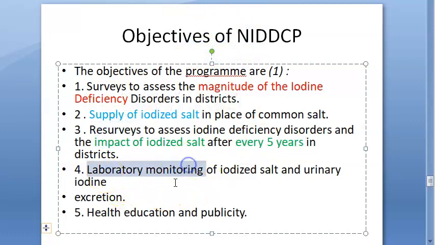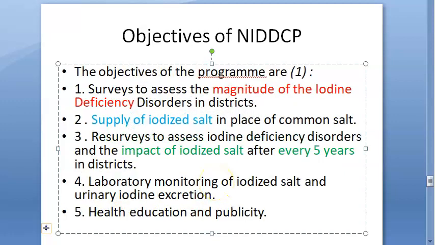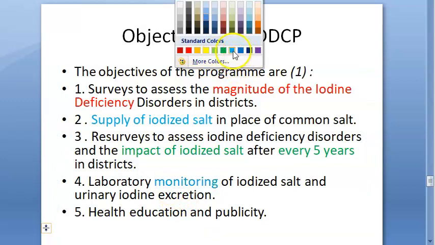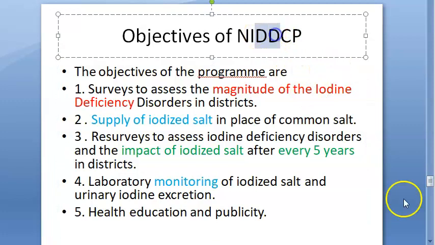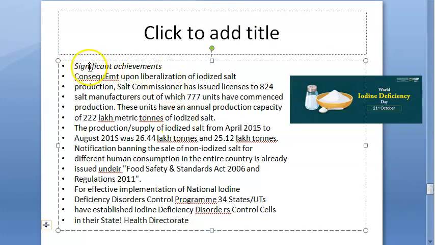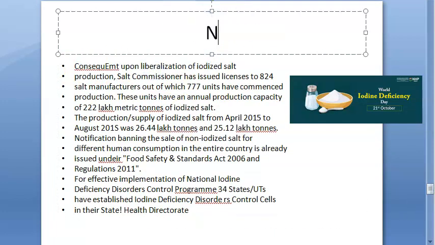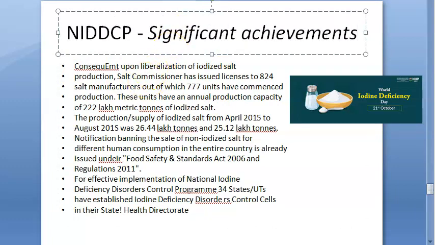Lab monitoring of iodized salt and urinary iodine excretion. This is monitoring. We already told you how to do monitoring, right? Check TSH, T4 levels, iodized salt you monitor, urinary iodine excretion you will check, health education and publicity. So you will write these objectives of the National Iodine Deficiency Disorder Control Program. And then what are the achievements of these people? What are their achievements? Did they achieve anything?